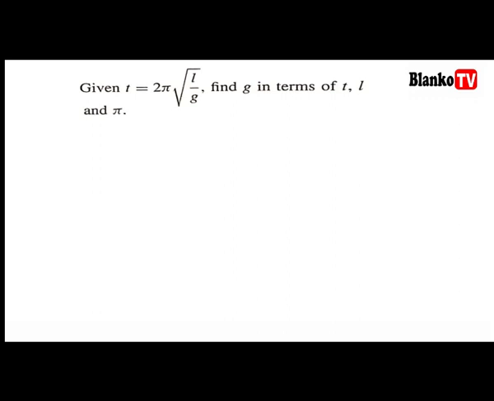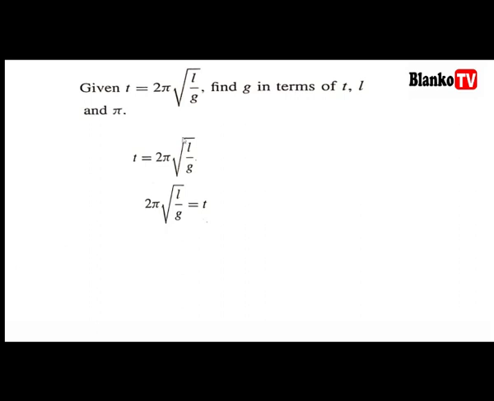Alright, so we have T equals 2 pi square root L over G. That's the question, and we have to make G the subject. So by rearranging, we have 2 pi square root L over G equals T.